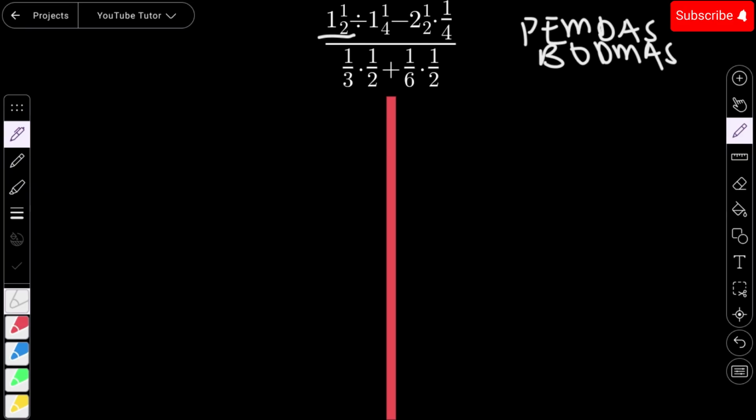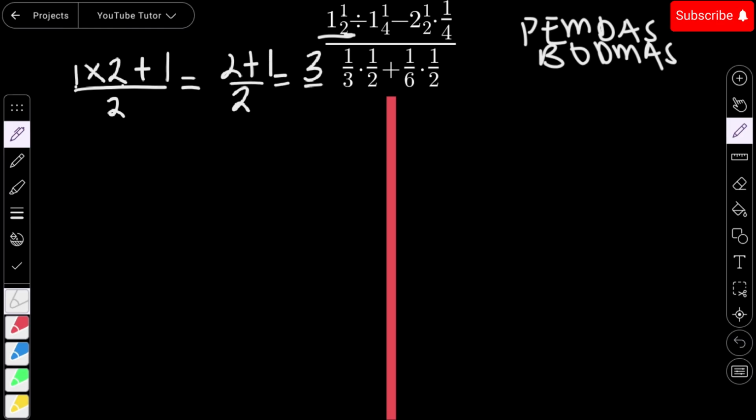Now, to change 1 whole number 1 over 2 to improper fraction, we just do 1 times this 2 plus the numerator 1 all over the denominator 2 again. What do we get? 2 times 1 gives us 2 plus 1 over 2. So we get 3 out of 2.